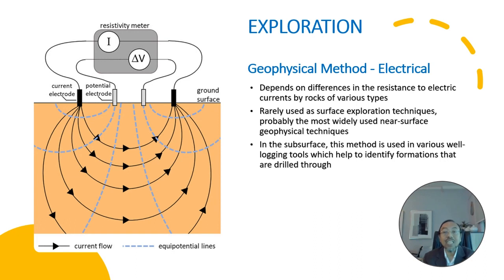It depends on differences in the resistance to electric current by rocks of various types. Rarely used as surface exploration techniques, they are probably the most widely used near-surface geophysical techniques. In the subsurface, this method is used in various well logging tools, which help to identify formations that are drilled through. Electrical prospecting methods are being used extensively for mapping major structural features within sedimentary basins.